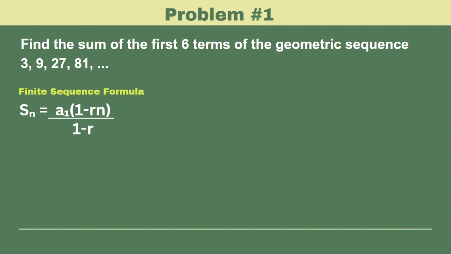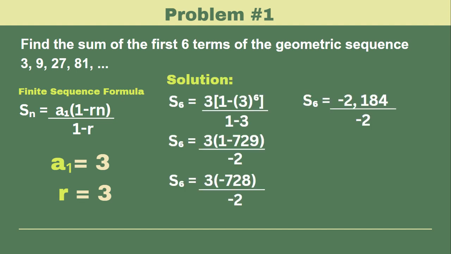To find the sum of the first 6 terms of the geometric sequence, we will use the finite sequence formula, which is given by S sub n equals a sub 1 times 1 minus r to the n over 1 minus r. In this case, the first term is 3, the common ratio is 3, and the number of terms is 6. Substituting these values into the formula, S sub 6 is equal to 3 times 1 minus 3 to the power of 6 over 1 minus 3.